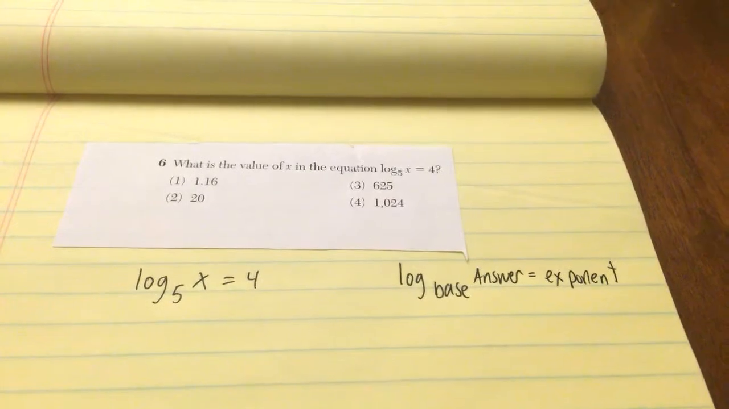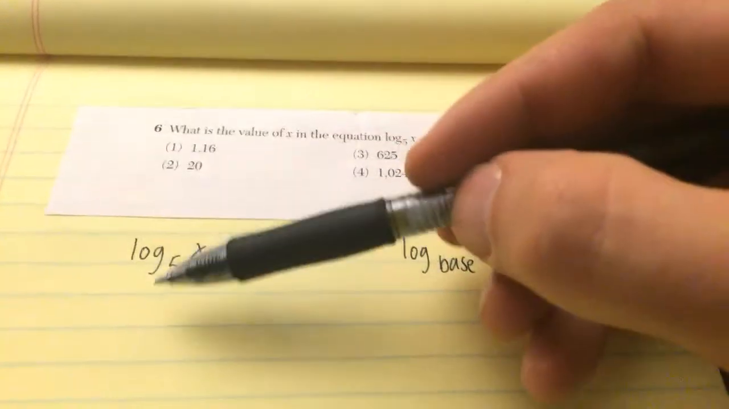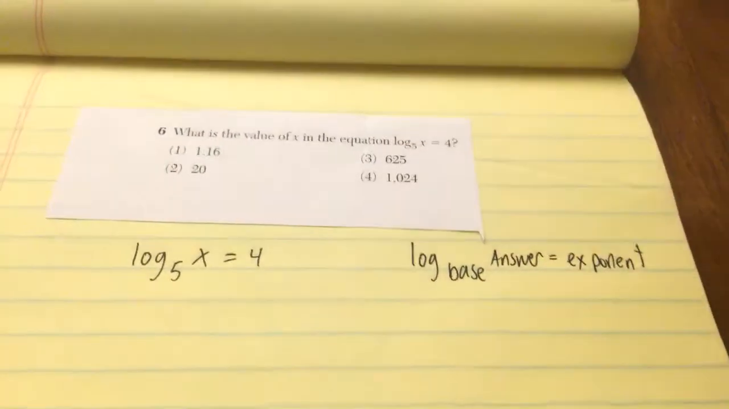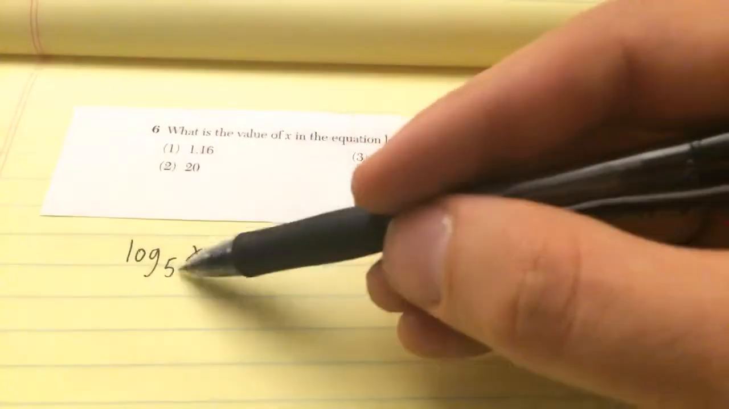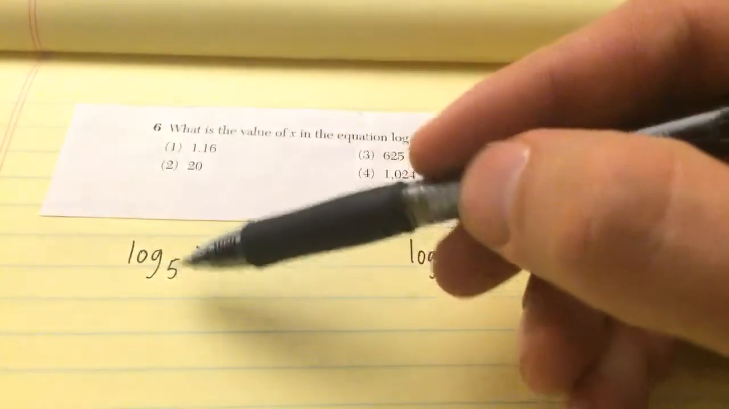Number 6, they want you to solve this logarithmic equation. Log base 5 of x equals 4. Now, in order to solve this, you need to rewrite it into exponential form. This subscript is always going to be your base, so I'm going to rewrite. This is your base.